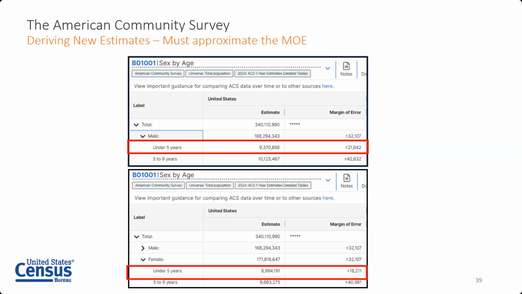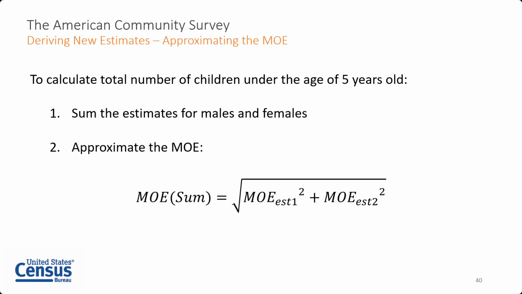So let's start with a simple example of how to derive a new estimate. Here are some age groups by sex. Same table. Top image shows males under 5 years of age. Second image collapses males to show females under 5 years of age. So suppose you want to know the total population who are less than 5 years old. Now, the first thing you want to do is check for other tables that may have the estimate already that you're wanting to derive. But if there aren't any, then we'll proceed to derive.